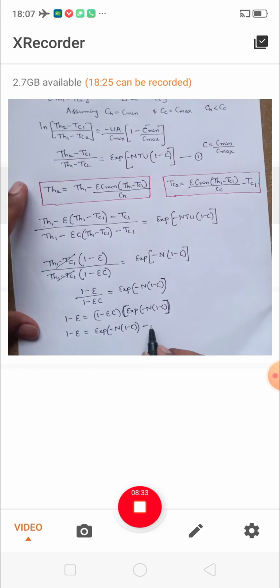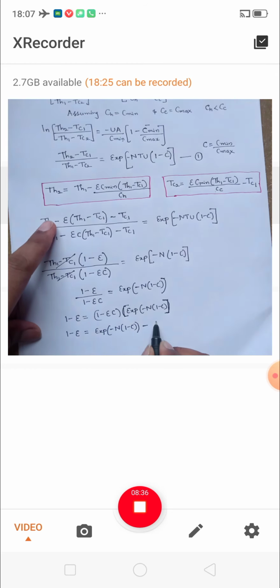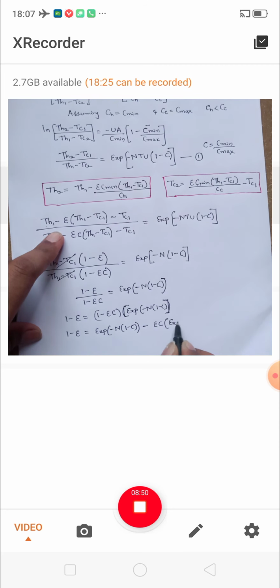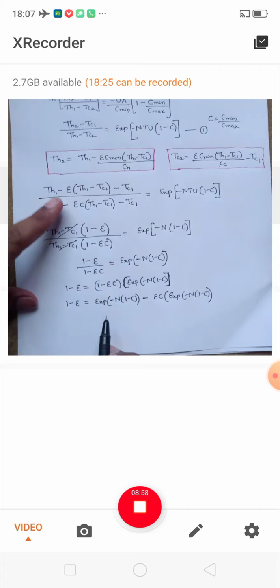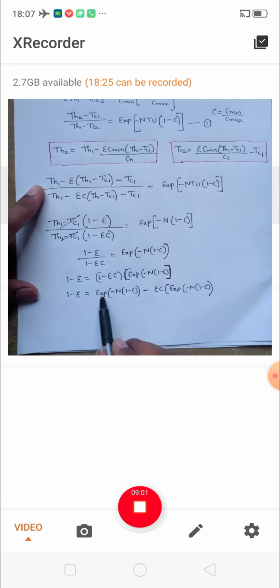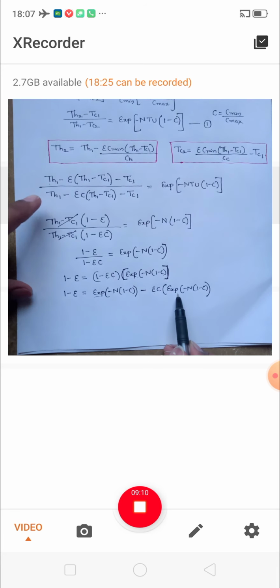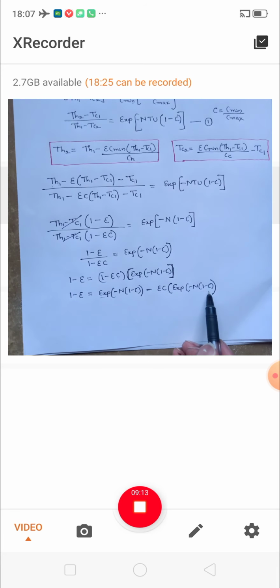minus epsilon C into exponential of minus N (1 minus C). So already I have written this term into this term, 1 into this term. The equation remains as it is, minus this term into this whole term, minus epsilon into C exponential of minus N in the bracket (1 minus C).